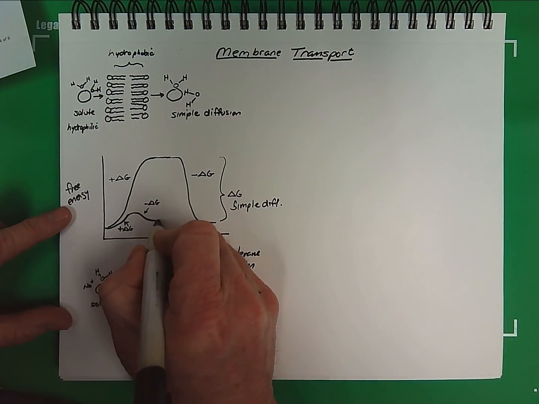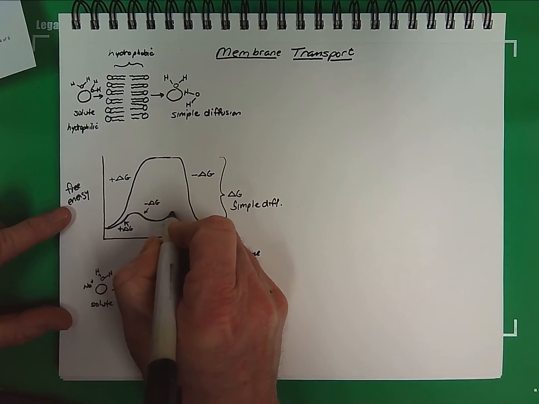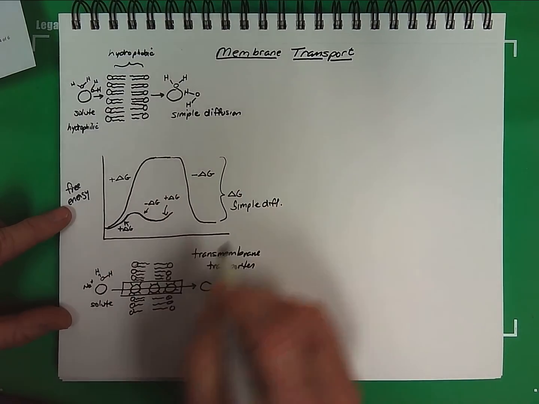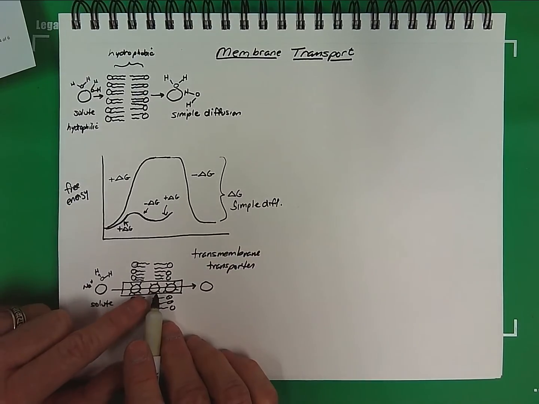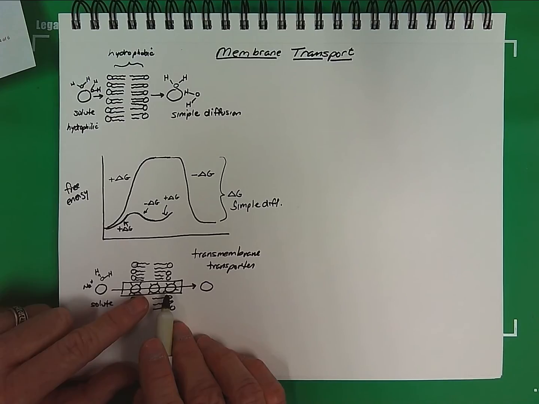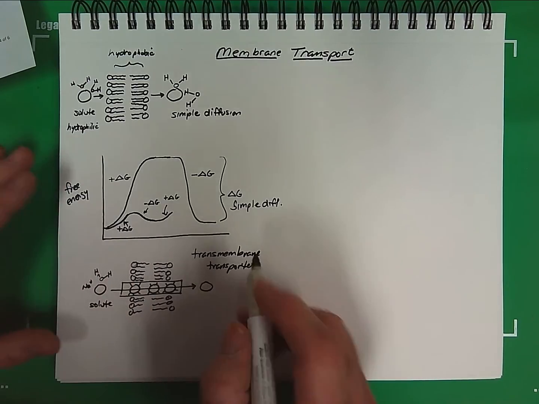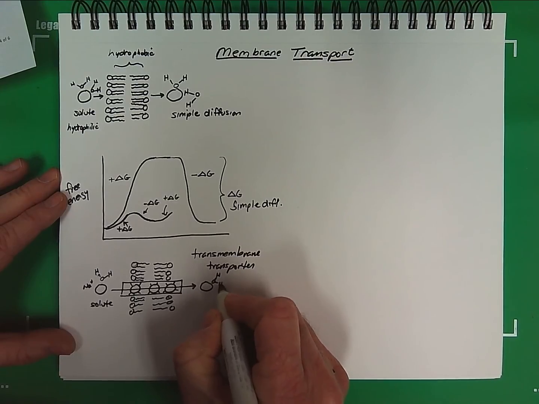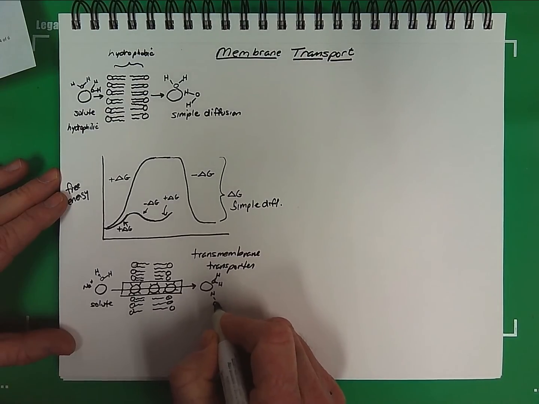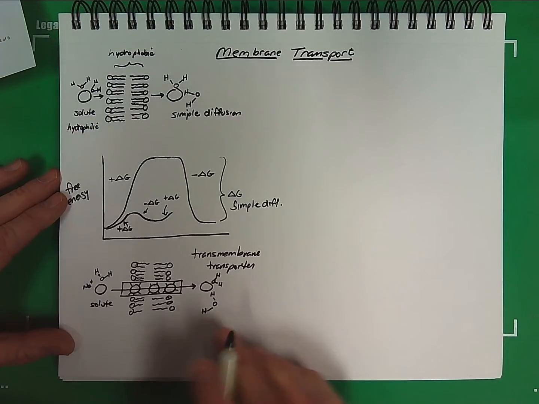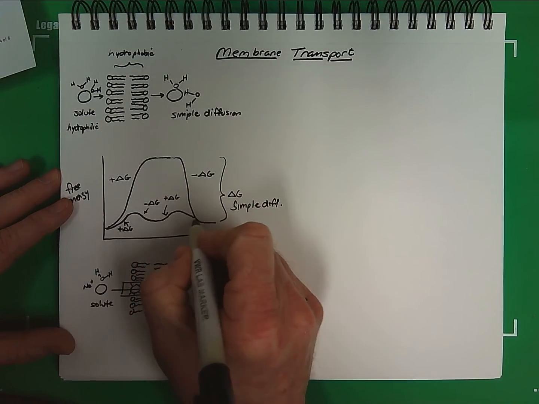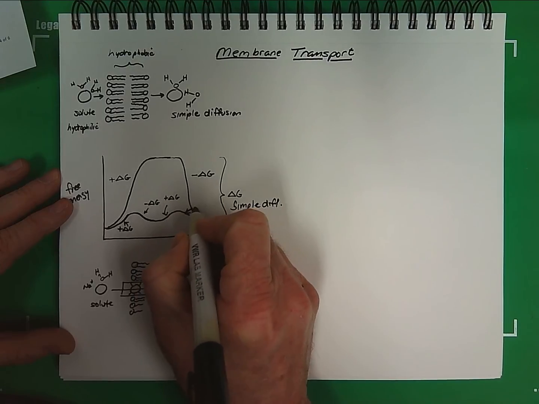The next step is going to be a slight increase in delta G, and this is the energy required to release the bonds between the solute and the transporter. However, once again, as the solute comes out the other side of the membrane back into the aqueous environment, it can reform the bonds with the solvent. And that is our final drop of negative delta G.